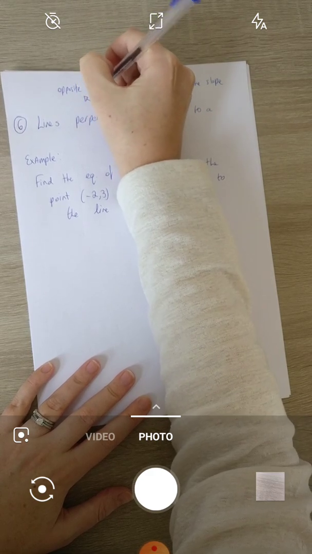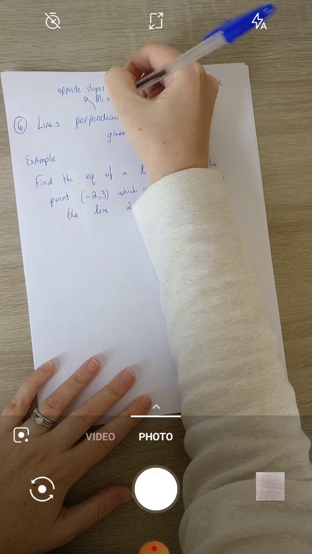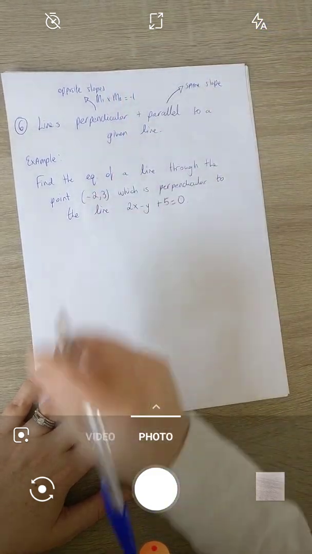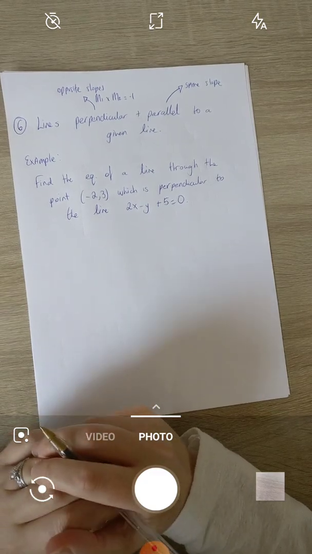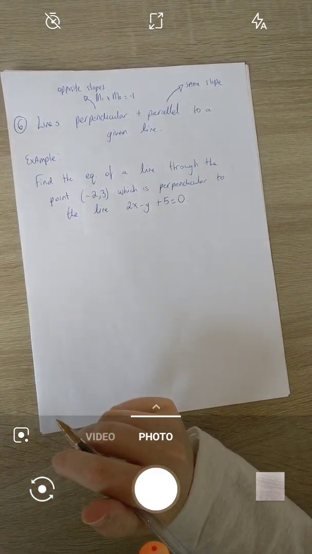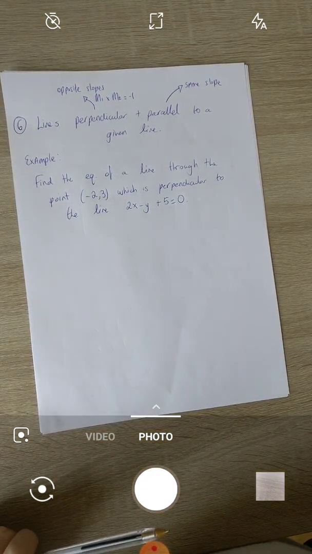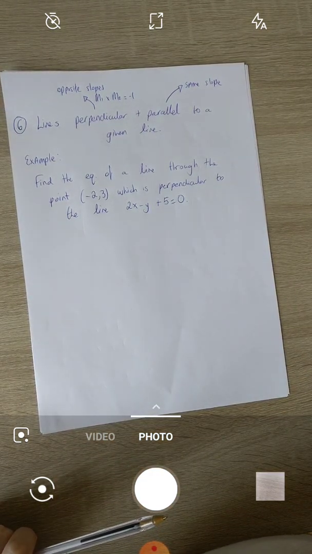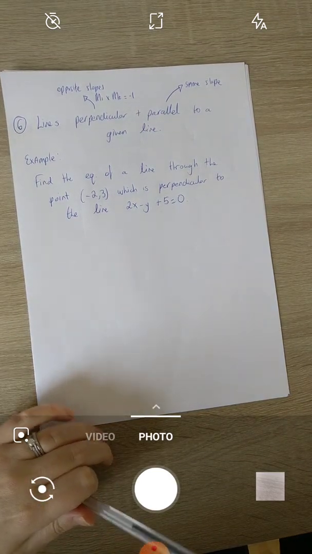So we did that in one of the last videos, and opposite slopes means when you multiply the two slopes, you should always get -1 as a way of checking it. Okay, so this example here says find the equation of the line through the point -2, 3, which is perpendicular to the line 2x minus y plus 5 equals 0.